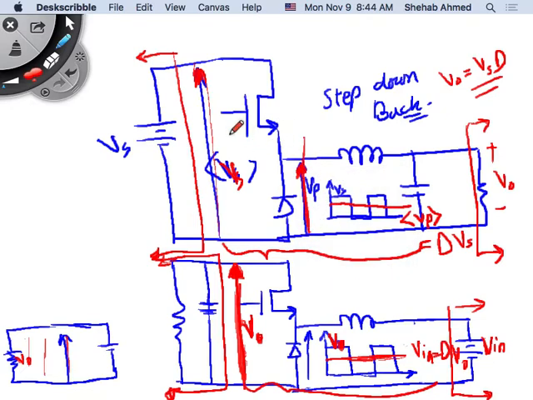When this switch is on, I see this voltage, which is Vs. When this switch is on, I see this voltage, which is V output. When the diode is on, I see 0 here. The average value of this waveform is V input. The average value of this waveform is V output.